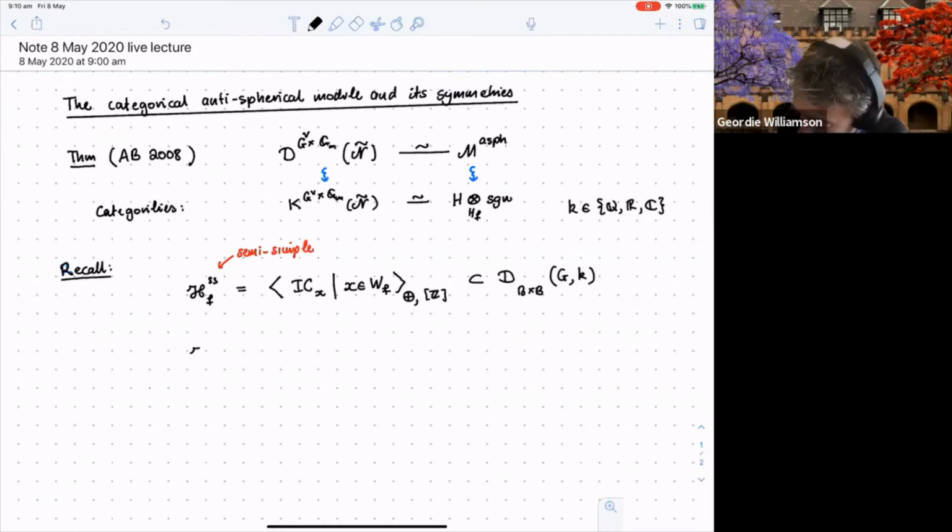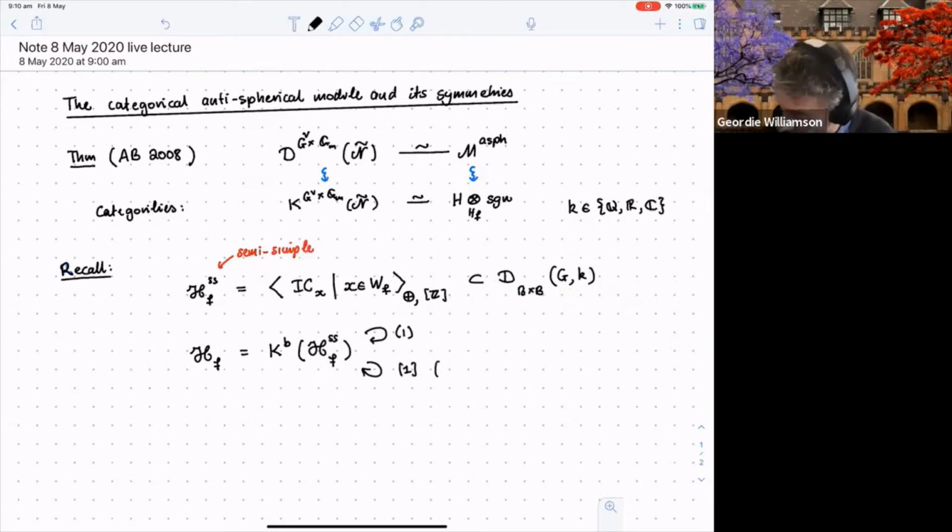And we defined the Hecke category to be the homotopy category of this category. So here, this is an additive category. It consists of semi-simple complexes inside this ambient derived category. And this has kind of two shift functors. This is the triangulated shift functor, and it is induced from the shift that comes from the triangulated structure here.